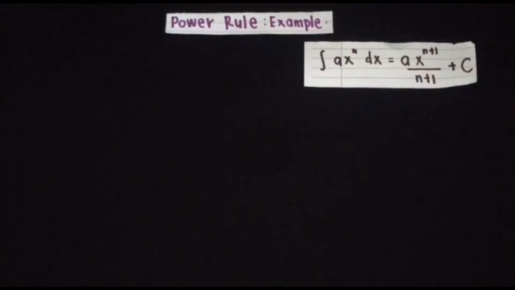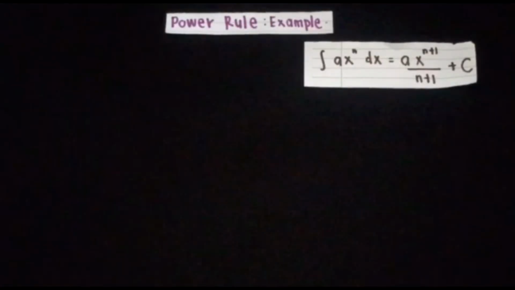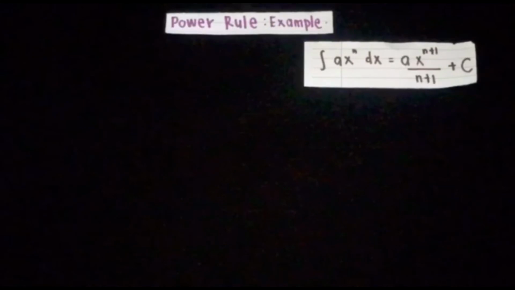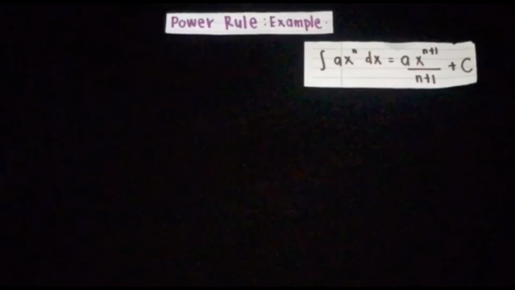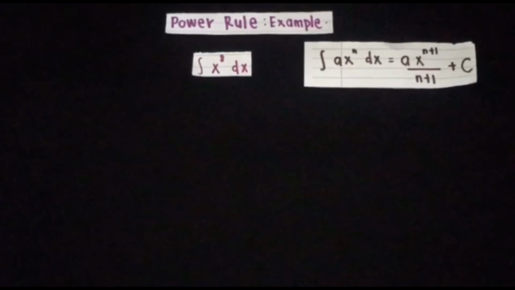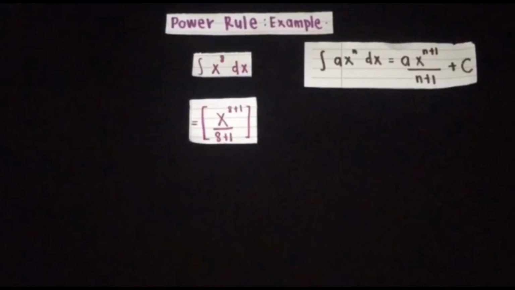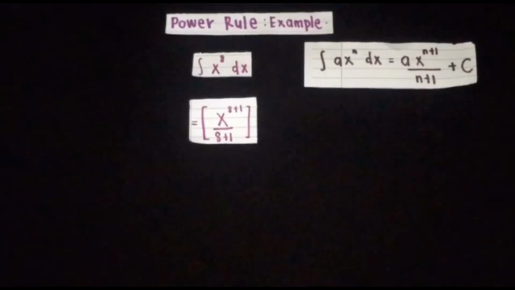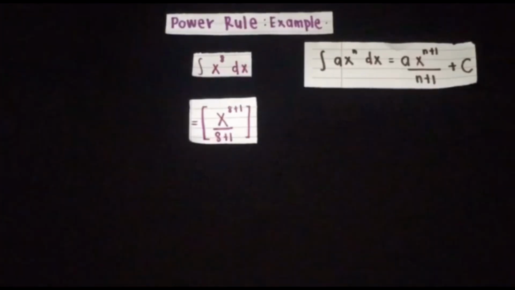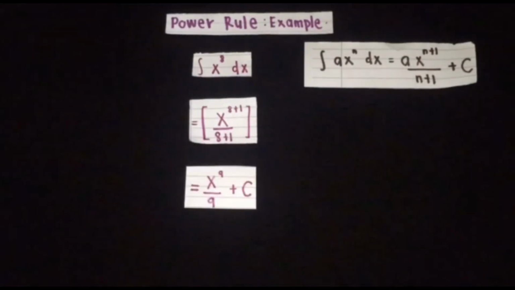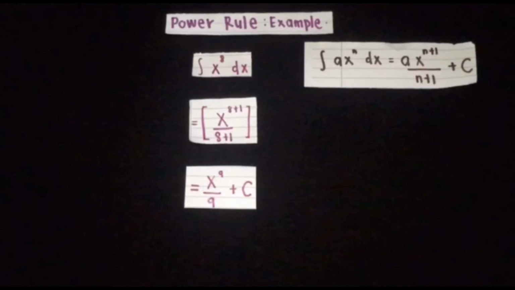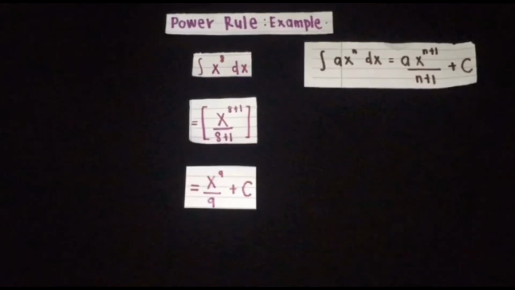The first example question for the power rule is from exercise set 5.2, question 9a, which is to integrate x to the power of 8 dx. This is a straightforward question where we integrate x to the power of 8 plus 1 divided by 8 plus 1. Hence, when we simplify, we get x to the power of 9 over 9 plus c.